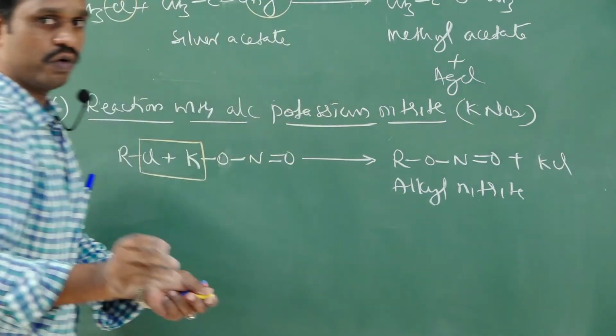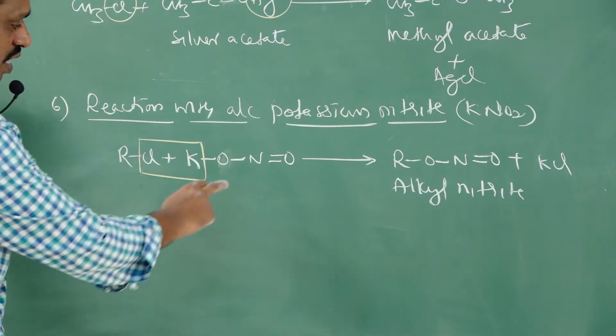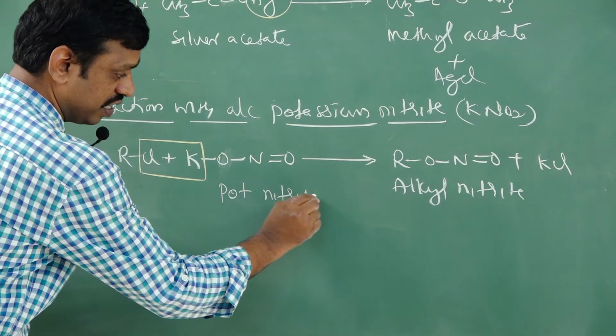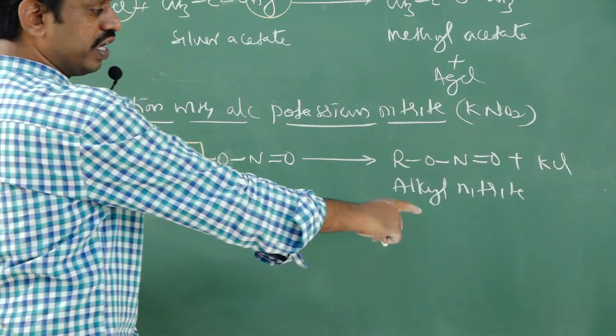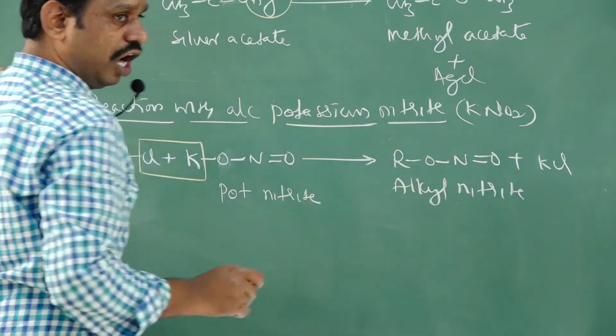So therefore, tell me, what is the statement? Alkyl halides react with potassium nitrite to form corresponding alkyl nitrite.